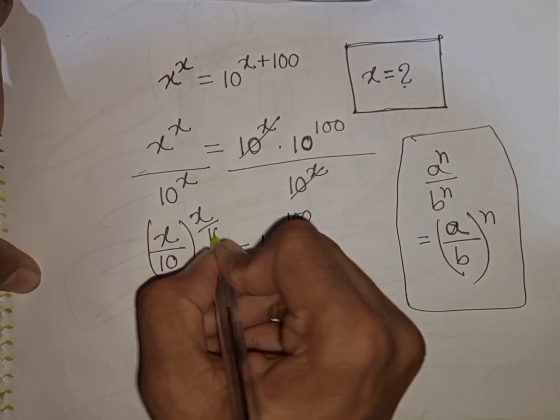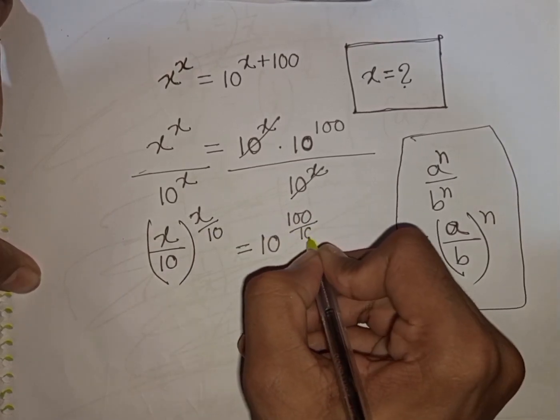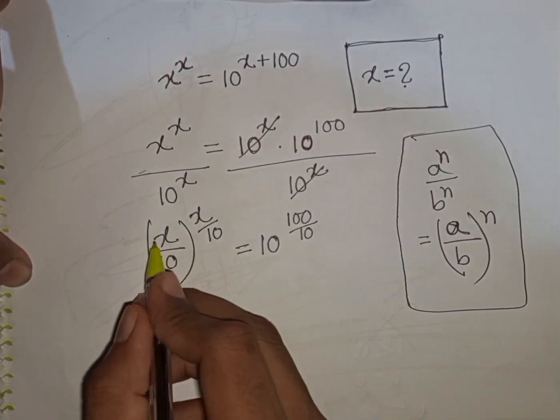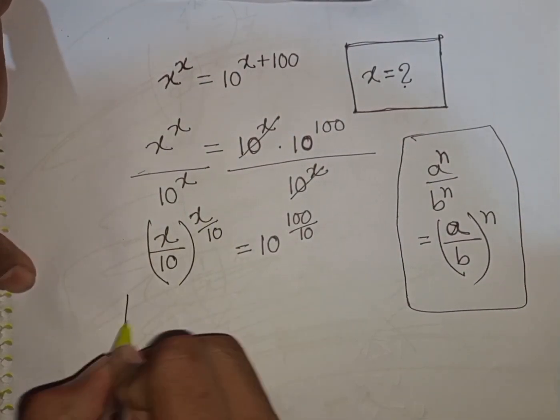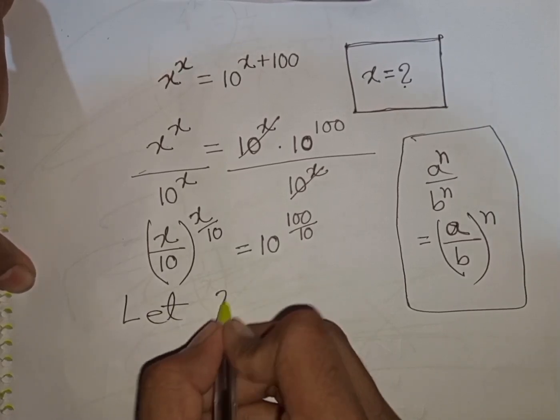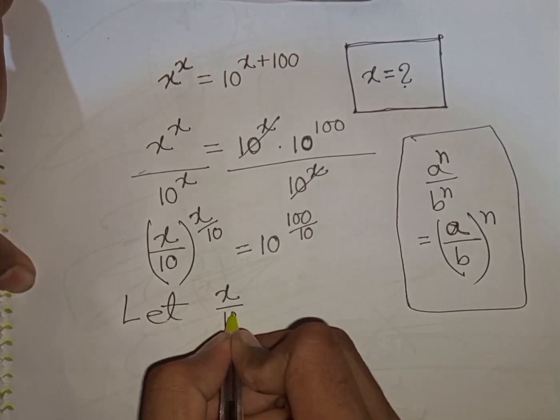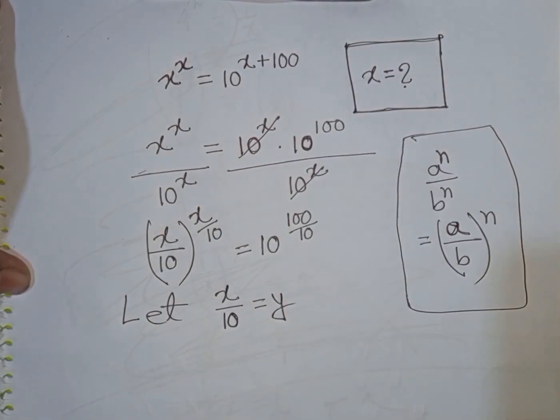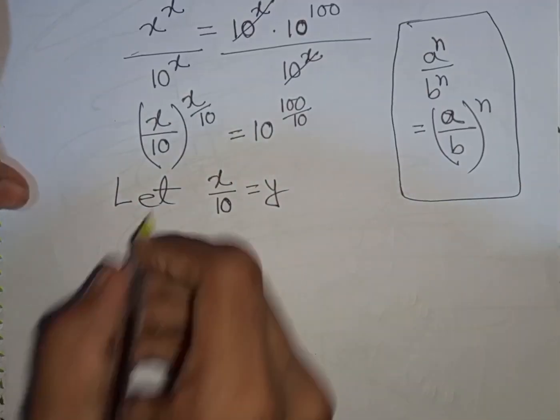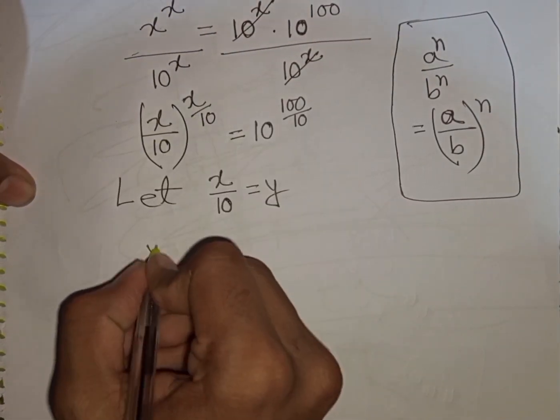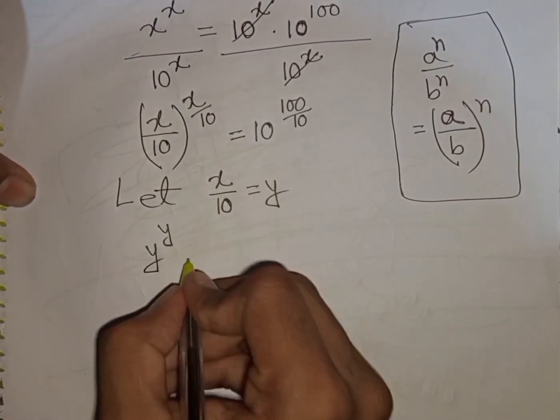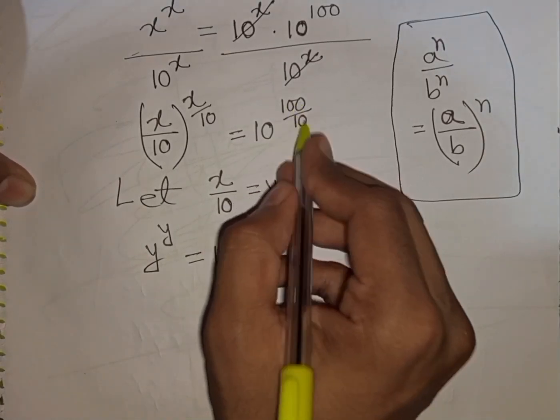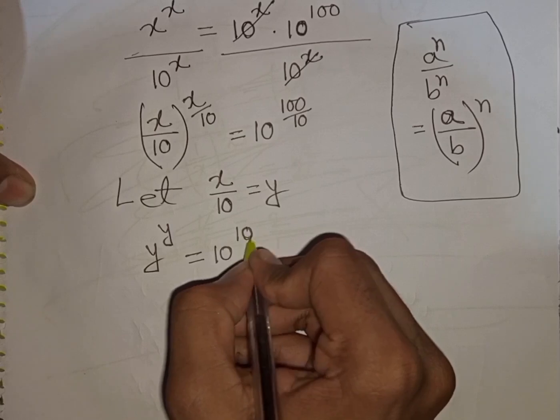Now we take the power of 10 on both sides, so divided by power of 10, divided by power of 10. Now x over 10 has the same base and power. So let x over 10 be substituted by y. So our equation will be y power y is equal to 10 power of 100 divided by 10, that means it will be 10.